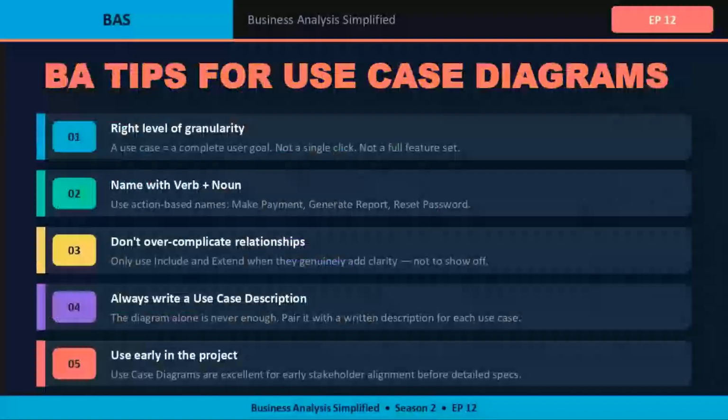To summarize, a use case diagram visually shows who interacts with a system and what they can do. The 4 key components are actors, use cases, system boundary, and relationships. Always pair your diagram with a use case description for complete requirements. And start practicing today using Draw.io. It is completely free. Use case diagrams are a skill that will make your requirements crystal clear for every stakeholder and developer you work with.